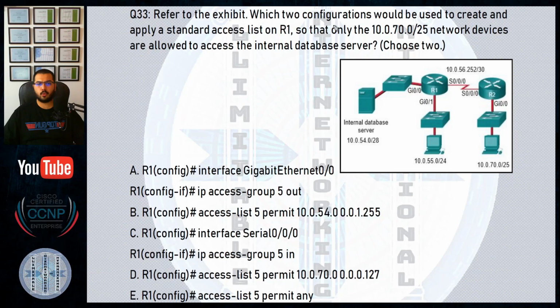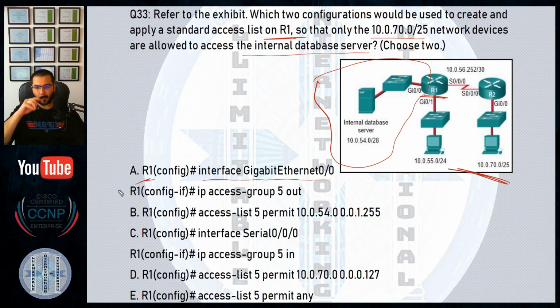Okay, 33 says which two configs would be used to create and apply a standard access list on R1 only, so that only this subnet will be allowed to reach the internal database. So this is the internal database, and this is R1. I need to create and apply an access list so that only 10.0.70 will be able to reach that. Okay, so interface gigabit Ethernet 0/0 on R1, IP access group 5 out.